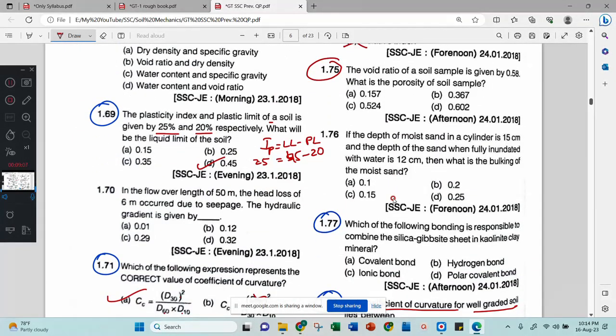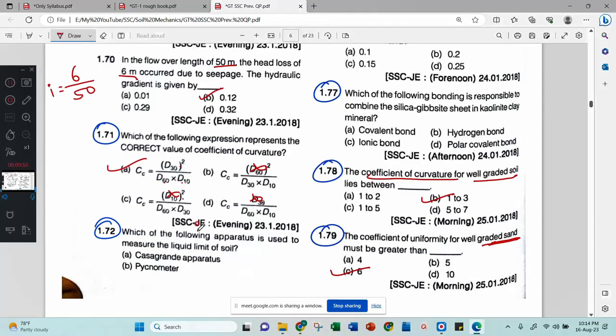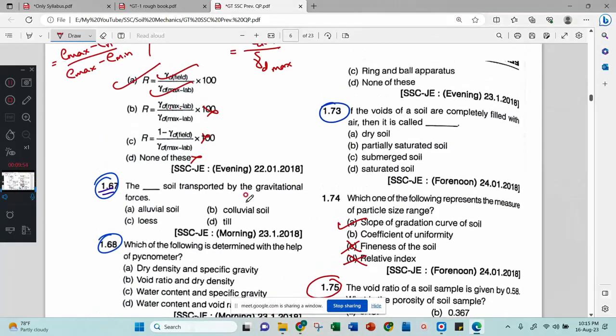Now in the flow over a length of 50 meter, the head loss is 6 meter occurred due to seepage. Hydraulic gradient is given by? Length is 50 meter and head loss occurred is 6 meter. 6 by 50 is the answer. How much? 0.12? 0.12. Right. Next.